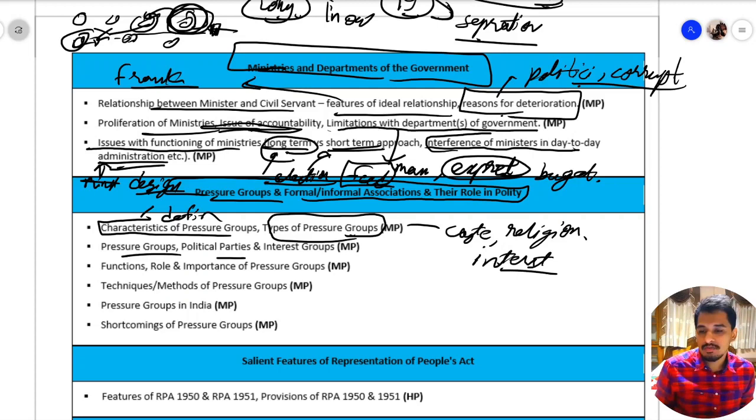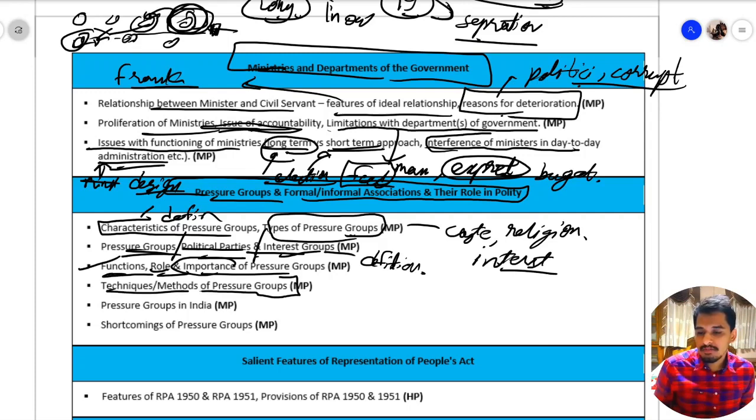Then we have pressure groups, political parties and interest groups. In this we should know the definition of each one of them and the difference between pressure groups, political parties and interest groups. Then we have functions, role and importance of pressure groups. What is their function, what is their role, and what is their importance. Then we have techniques and methods of pressure groups. How do they function? One of the techniques is lobbying, then they do electioneering, then they do propaganda. So these are the techniques and methods.